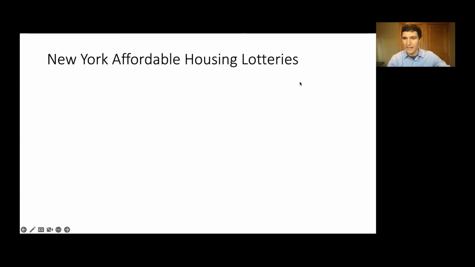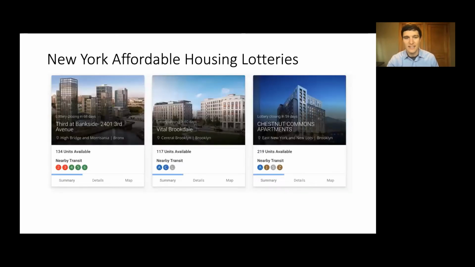So let me tell you a little bit about affordable housing lotteries in New York. So in New York, developers get tax breaks if they offer a certain number of units in their apartment at affordable rates, as determined by the city. And so anyone who wants to qualify for these tax breaks has to list them on the city's website. So here's what a listing might look like.